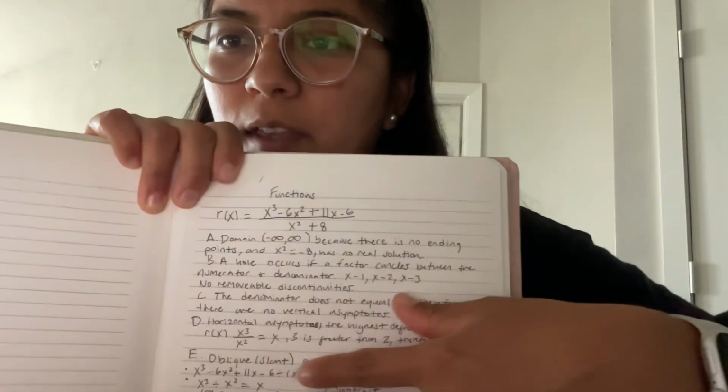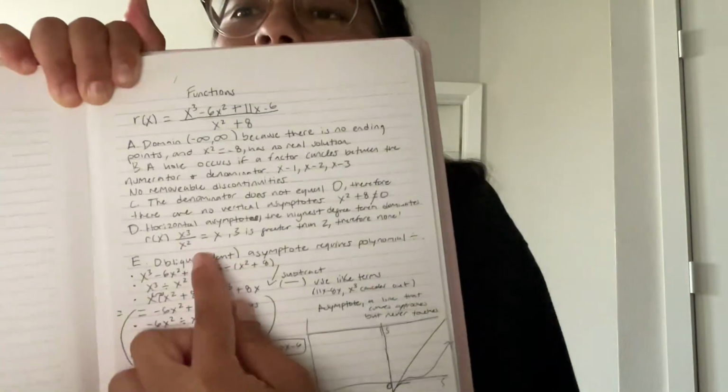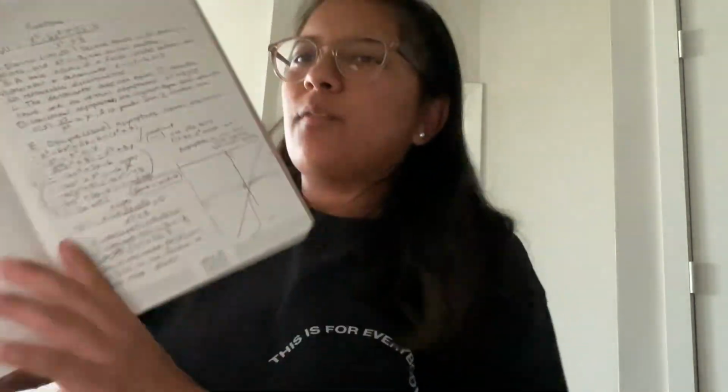Question D says, what is the horizontal asymptote? For a horizontal asymptote, the highest degree term dominates. So if we put R(x) equals x cubed over x squared, that is going to equal x. So 3 is greater than 2, therefore there is none. However, if the degrees were equal, or the denominator's was greater, we would have a horizontal asymptote. But because the numerator's degree is greater, we don't have to worry about any type of horizontal asymptote.